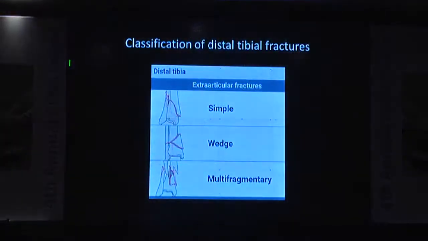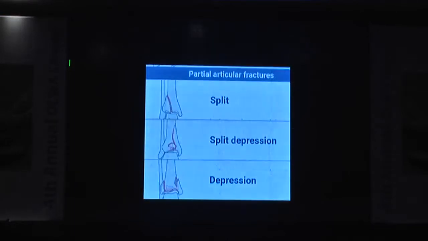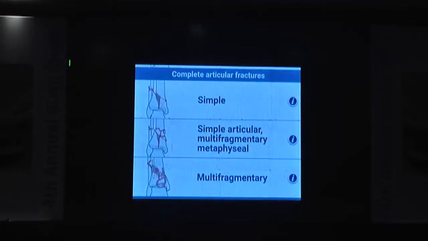So the classification of distal tibial fractures: you can have an extra-articular fracture, which may be simple, wedge, or multifragmentary. Then you have a partial articular fracture, which may be a split depression or a pure depression. And then you can have a complete articular fracture, which may be simple articular, simple articular with multifragmentary metaphyseal, or a multifragmentary fracture.